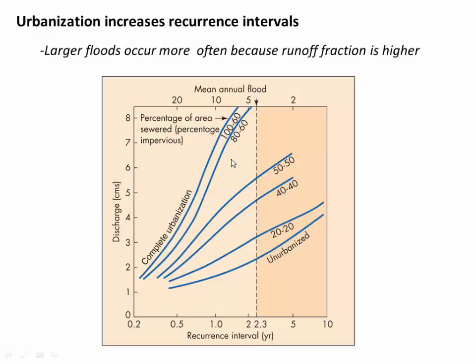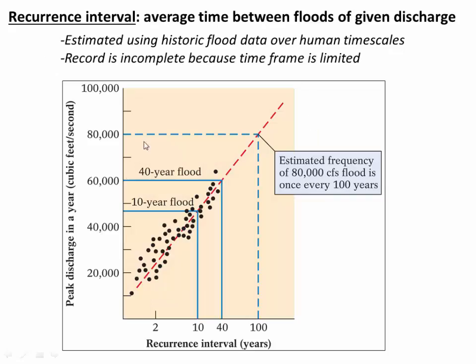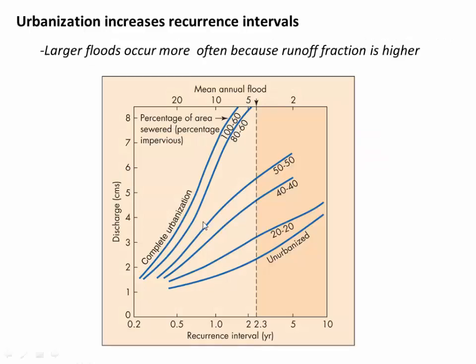But one thing we do know is that humans are probably changing the recurrence interval of floods. And this is another problem with this approach, is that recurrence intervals are built entirely on historic data, on things that happened in the past. But humans are changing hydrologic conditions. So it's unclear if we can really use those past relationships to predict the future. And one example of that is urbanization, which we've already talked about. We know that larger floods will occur more often because the runoff fraction is higher off the impermeable urban areas.